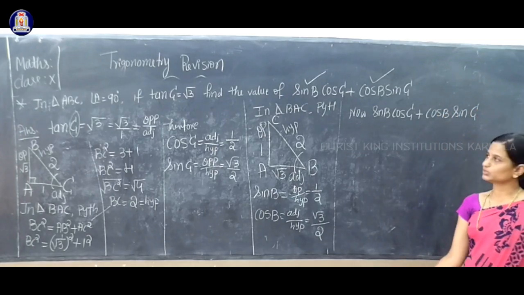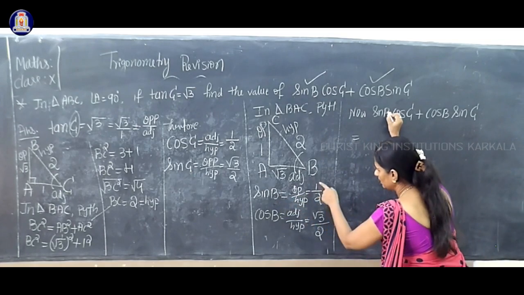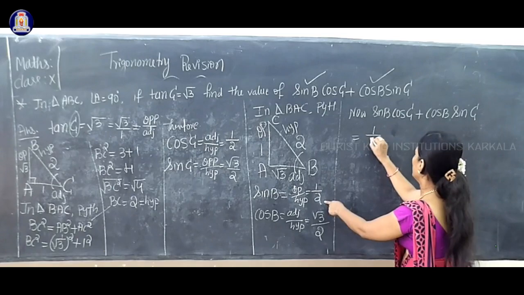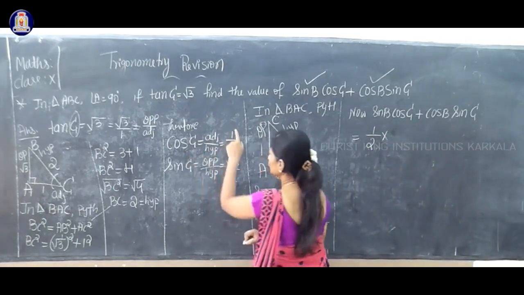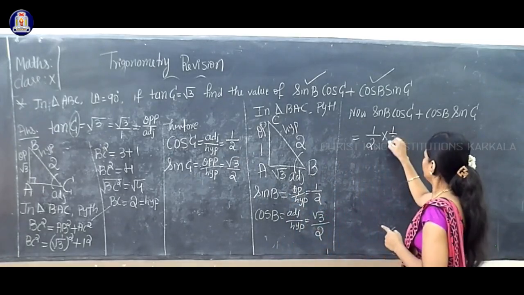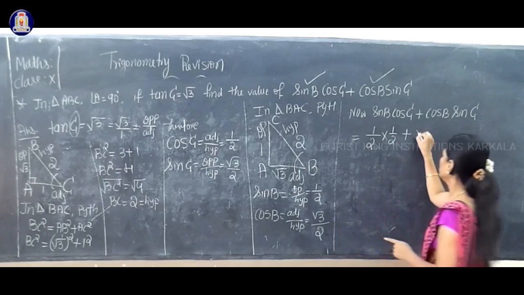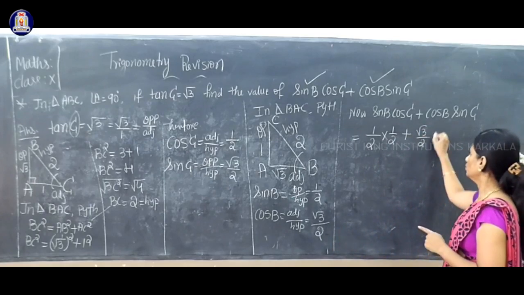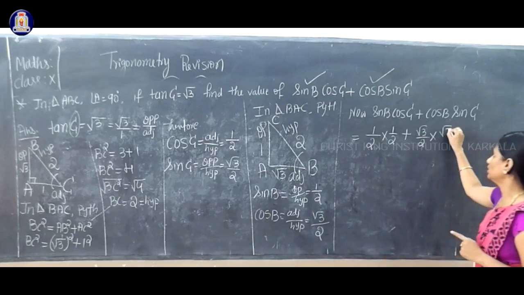Now substitute those values. So what is the value of sin B? Sin B is 1 by 2, into cos C. Cos C is 1 by 2, plus cos B. Cos B is what? Root 3 by 2, into sin C, which is root 3 by 2, right?